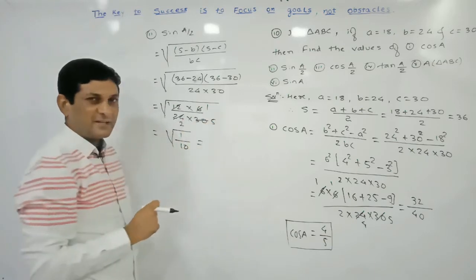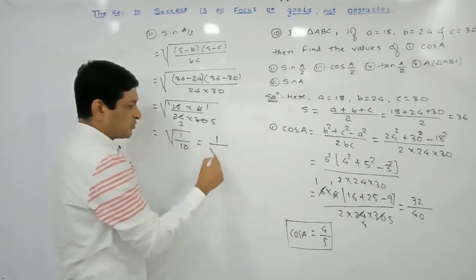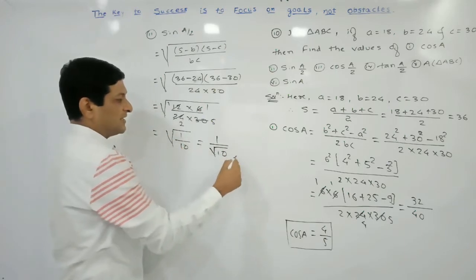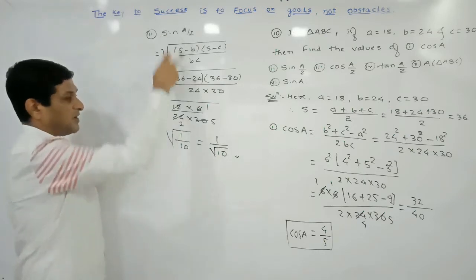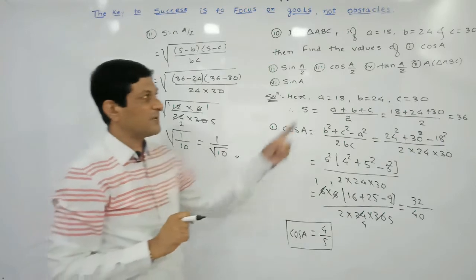Let us simplify it. What is the square root of 1? 1, and in the denominator the square root of 10 will be equal to root 10. In this way we have got the value of what? Sin A by 2. Now our third required value, which is the third required value?